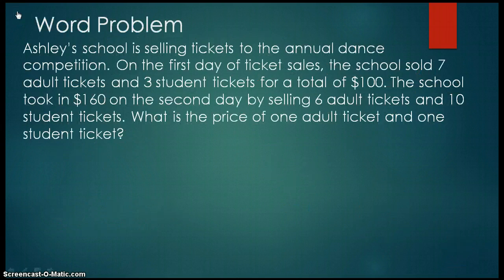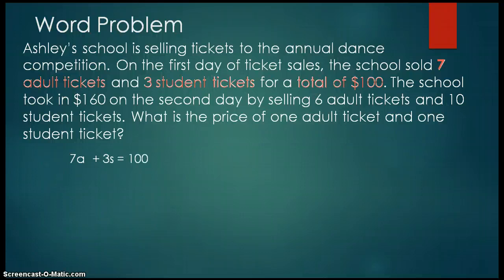Alright, we can also do word problems. So just like the other day, it'll give you 2 situations and you have to write an equation from it. So on this one, Ashley School is selling tickets to an annual dance competition. On the first day of ticket sales, the school sold 7 adult tickets, so we're going to have 7A. And they sold 3 student tickets, so we're going to add 3S for a total of $100.